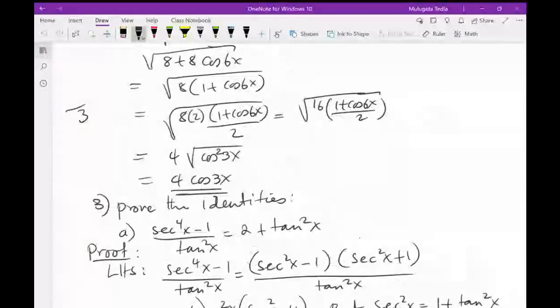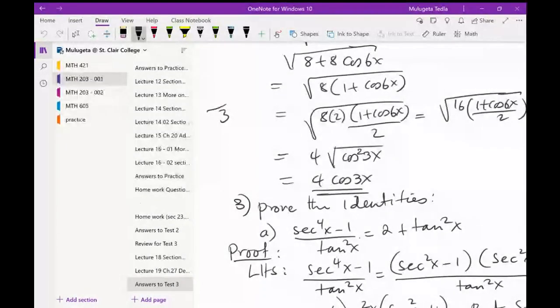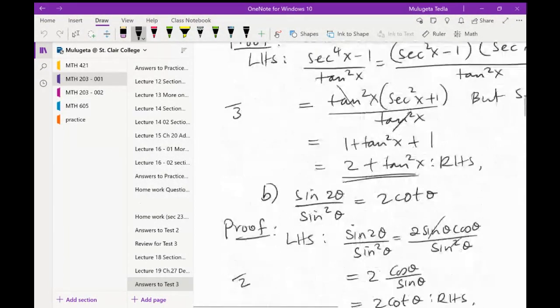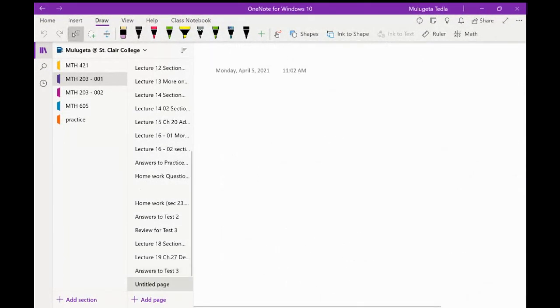And then try to do the practice test. Okay, disable my camera, and of course, share my OneNote. Okay, this was the test answers, I guess. Okay, so we're gonna add a page.